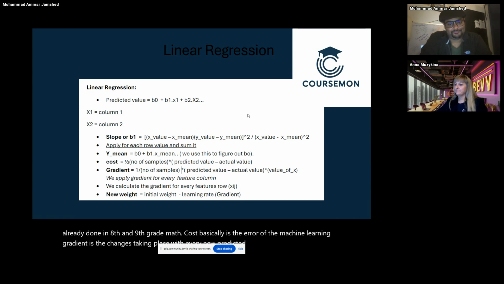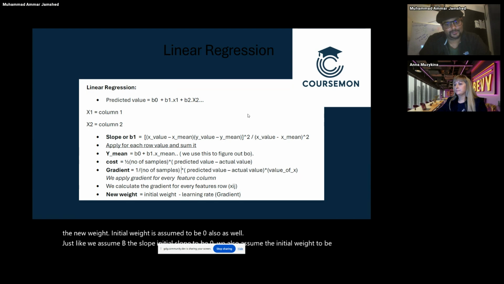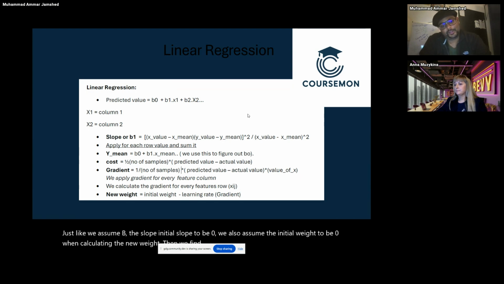We apply it for every feature column and then weigh how much importance we are giving to a particular variable, and we use learning rate multiplied by gradient and subtract it from the initial weight to get the new weight. Initial weight is assumed to be 0 as well. Just like we assume the initial slope to be 0, we also assume the initial weight to be 0 when calculating the new weight. Then we find the new weight, then find out what its initial weight could have been, by multiplying with the learning rate, which we are usually given based on the scenario at hand.